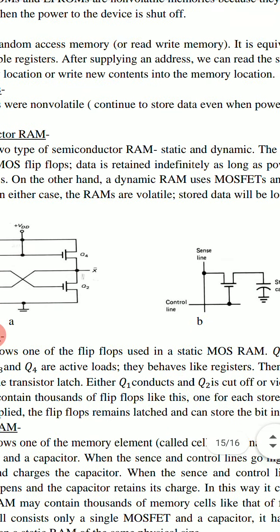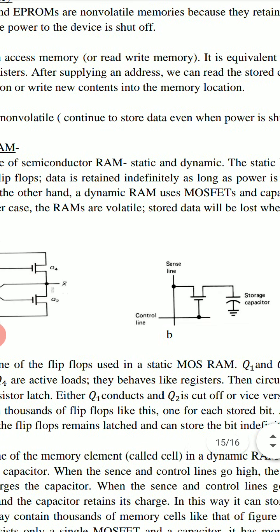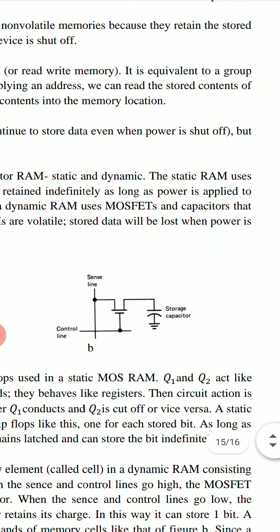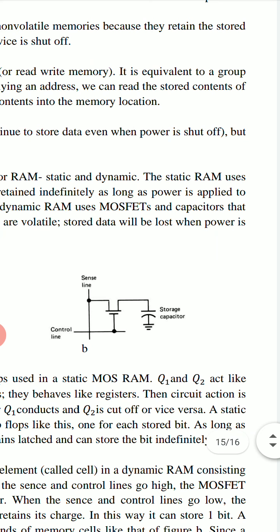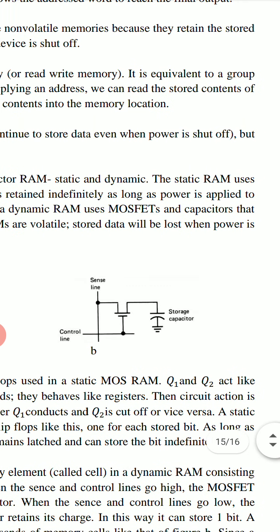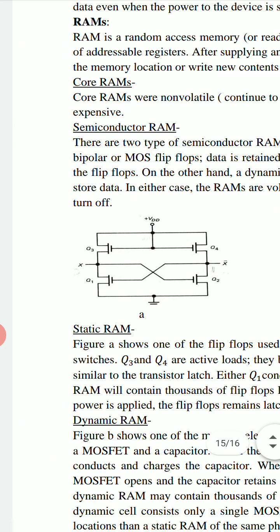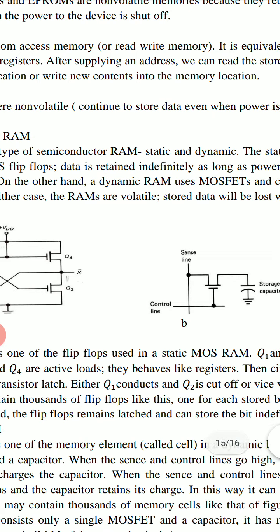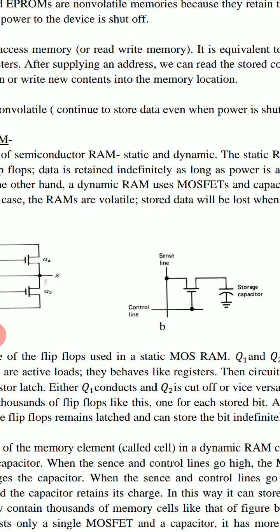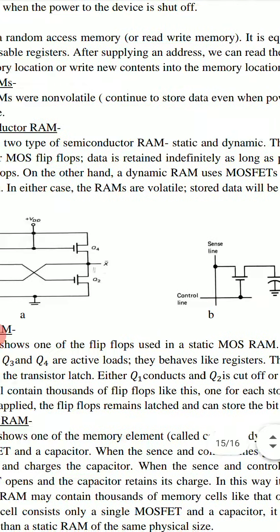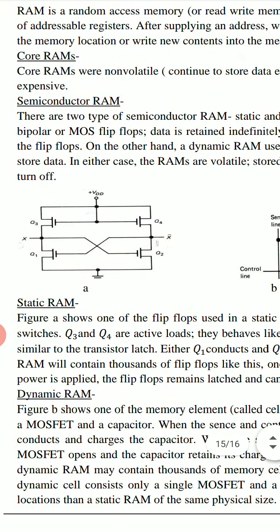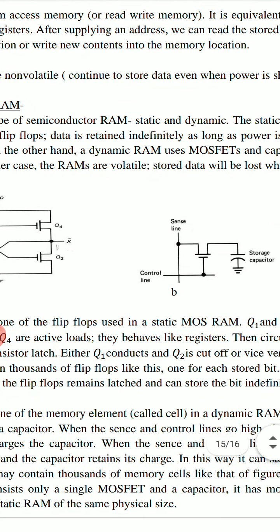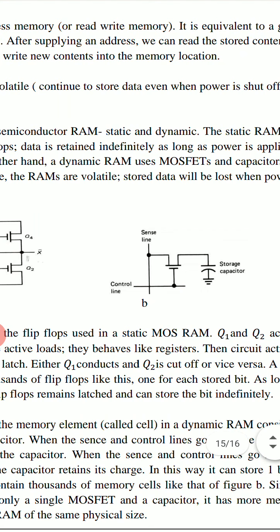In either case, the RAMs are volatile. It means the stored data will be lost when power is turned off. Volatile memory means the stored data will be lost when power is turned off. So the data is stored until the power is on.